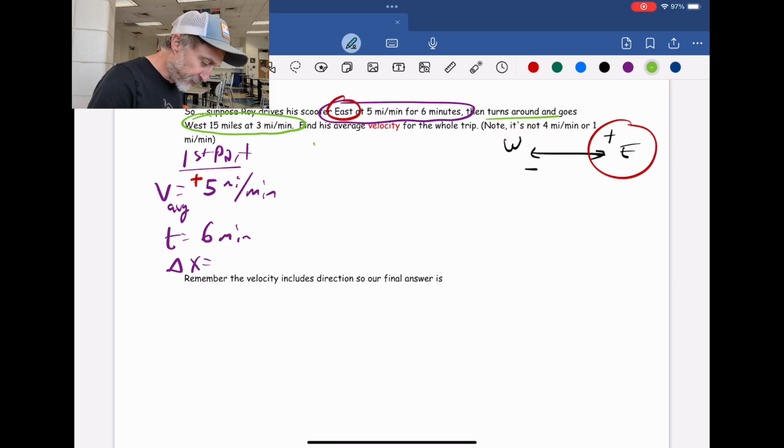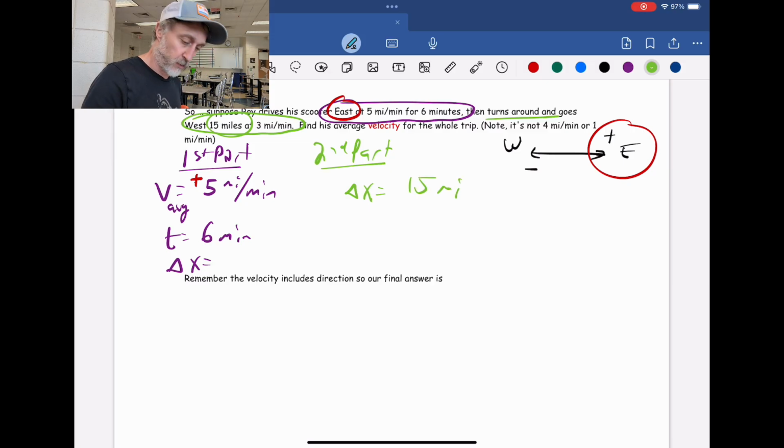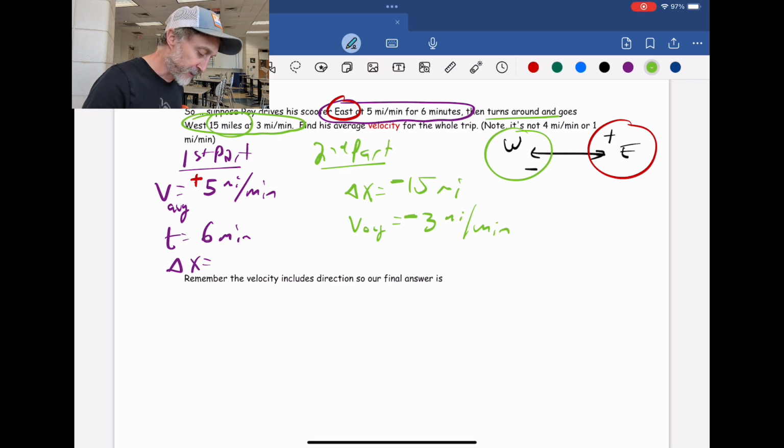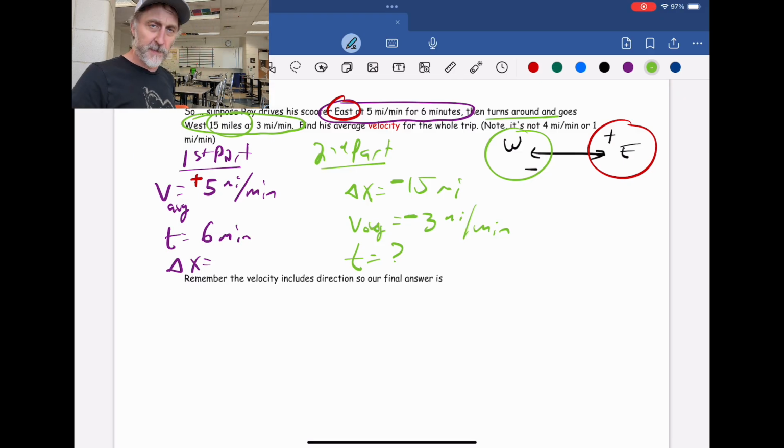Now, in the second part of the trip, he's going west. So it tells us he goes 15 miles west. Oh, I need to make that negative. And he does that at 3 miles per minute. Again, he's going west, so it's negative 3 miles per minute, but it doesn't tell me how long it takes. Okay, so that's my given information there, written in purple and green. All right, and what we're trying to do is find his average velocity.